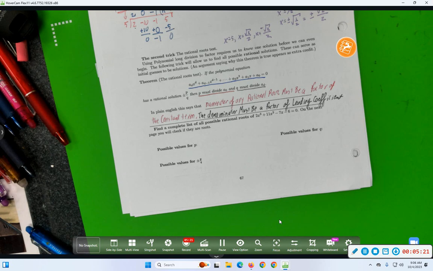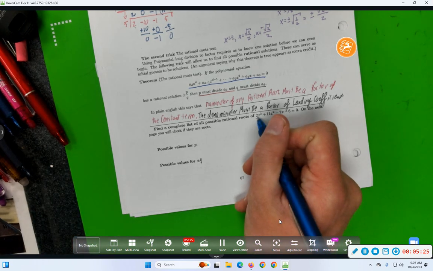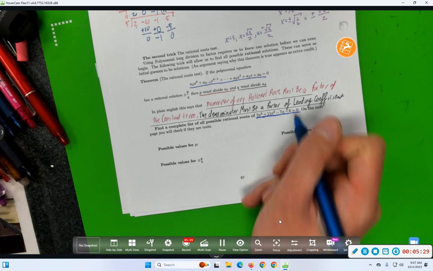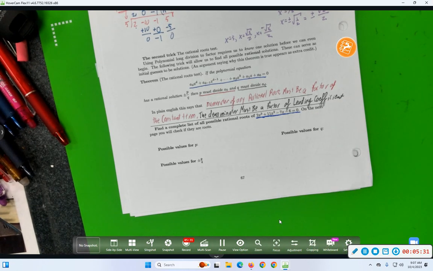So, let's use the rational roots test to do something. Here's a polynomial equation. 2x^3 + 11x^2 - 7x - 6 = 0. Let's use the rational roots test to see all possible rational numbers that might be solutions to this polynomial equation.